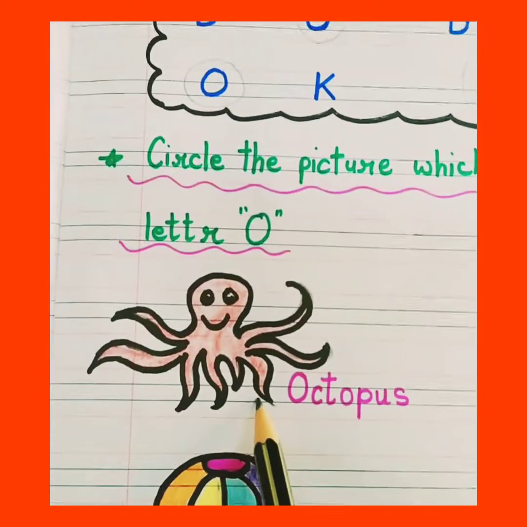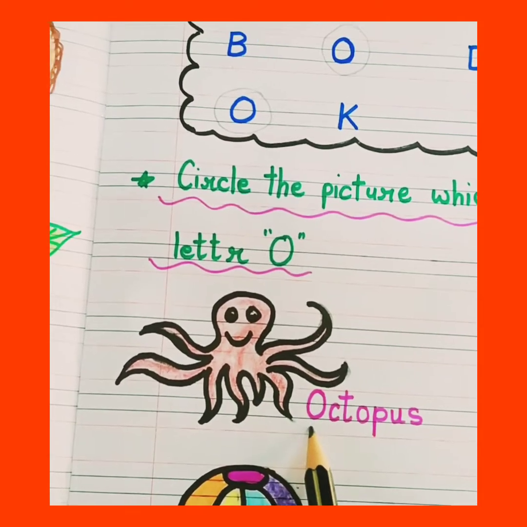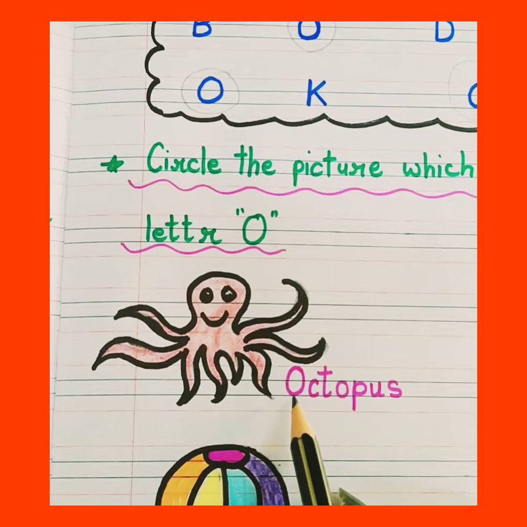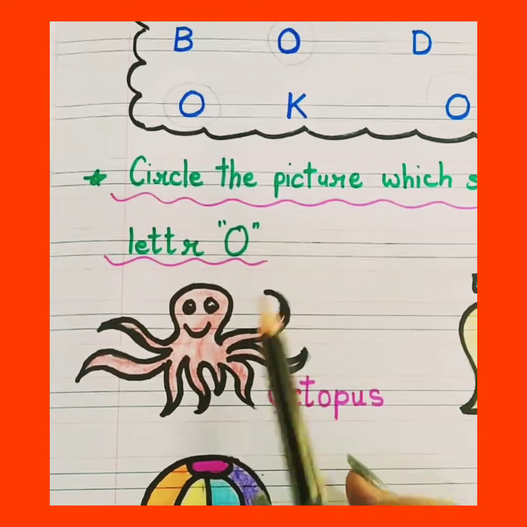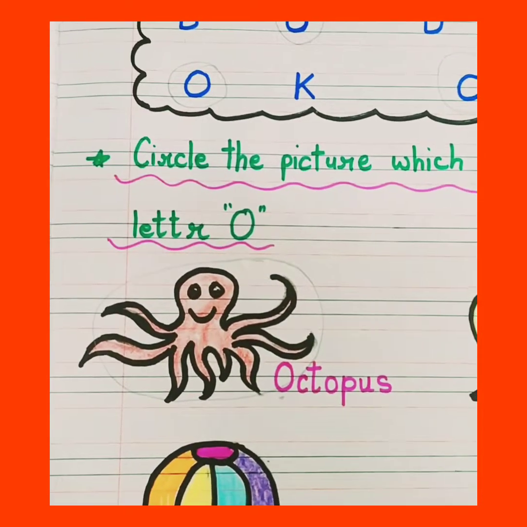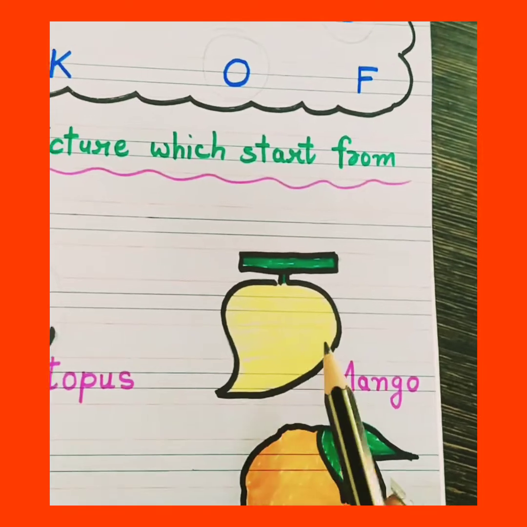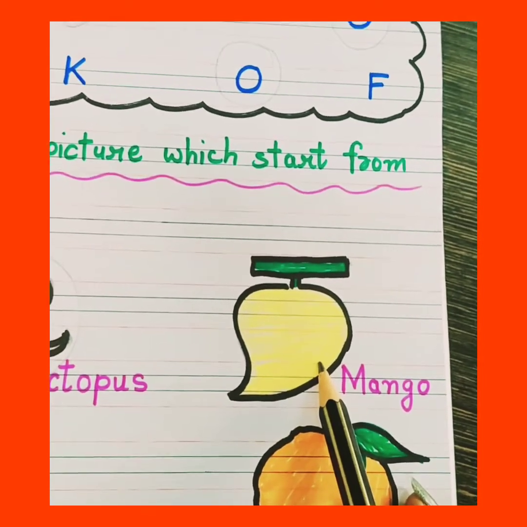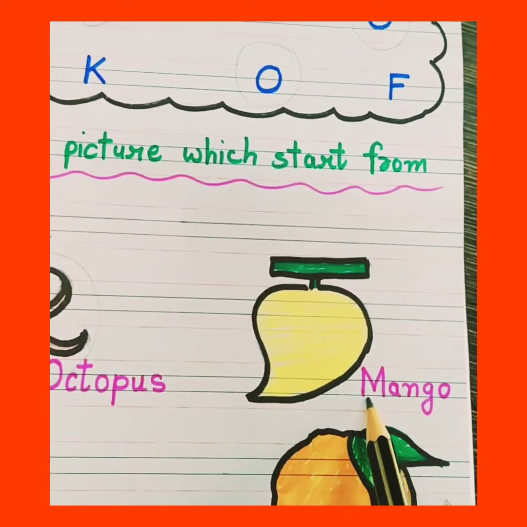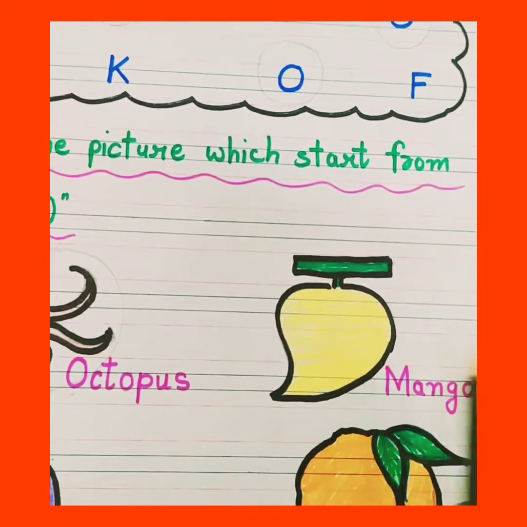This is octopus. O for octopus. So octopus starts with letter O. Okay, so you have to circle it like this. Okay, now come to the next picture. What is this? Mango. Okay, what is this? This is mango, and mango is starting from letter M, not from letter O, so you have to leave it.